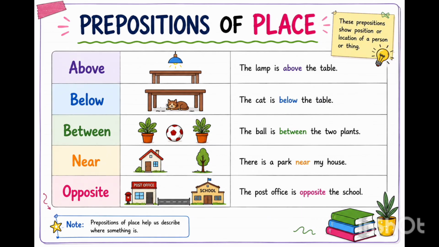Between. Between means in the middle of two things. For example, the ball is between the two plants. Near. Near means close to something. For example, there is a park near my house. Opposite. Opposite means facing something on the other side. For example, the post office is opposite the school. These prepositions help us describe positions clearly and accurately.